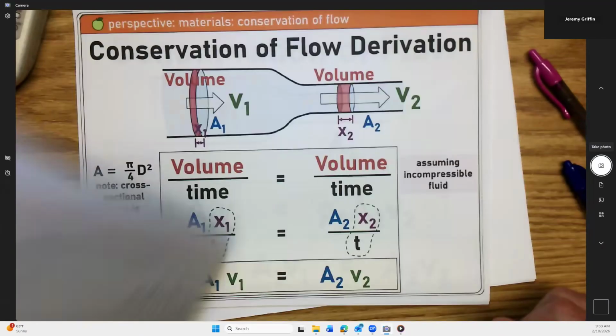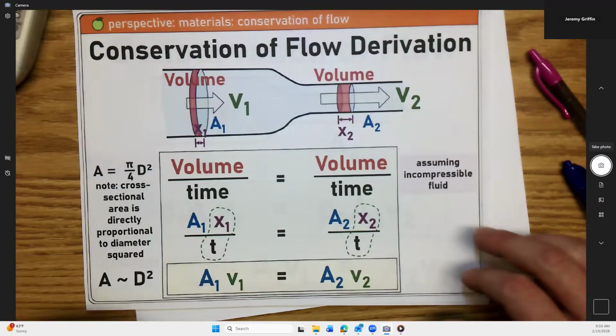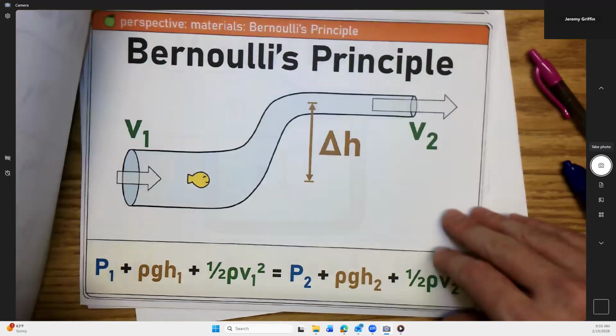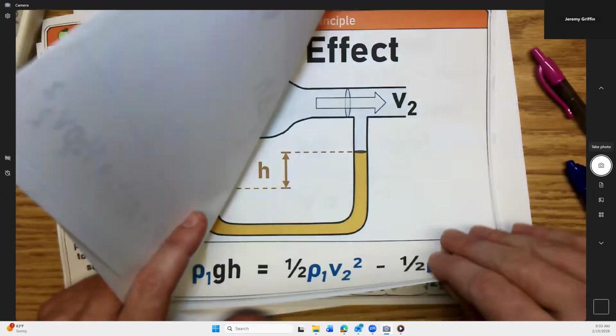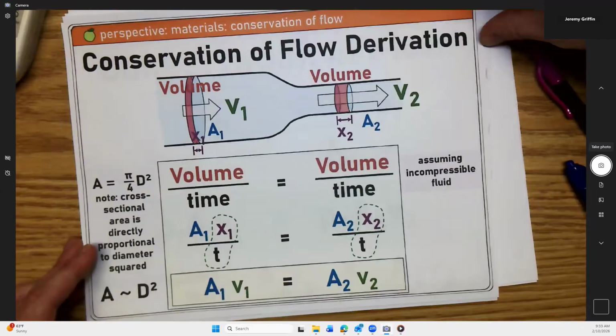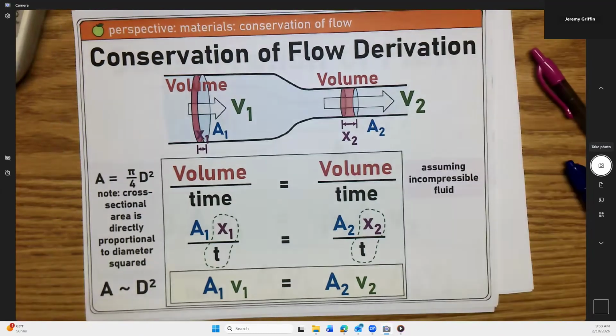We only have about a minute left. I was hoping to get to conservation of flow and Bernoulli, but I'm going to have to save these for next time. So next time, it's going to be conservation of flow and Bernoulli.